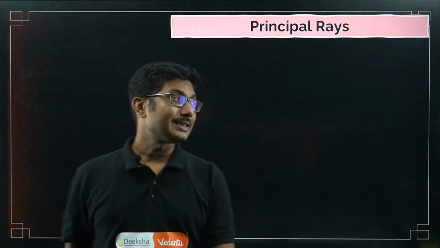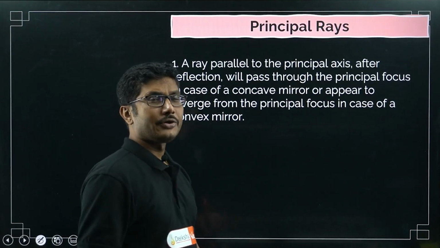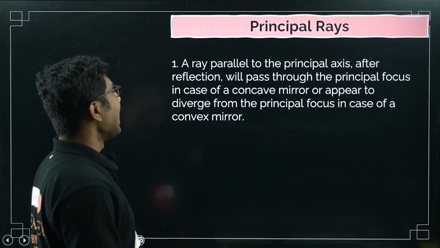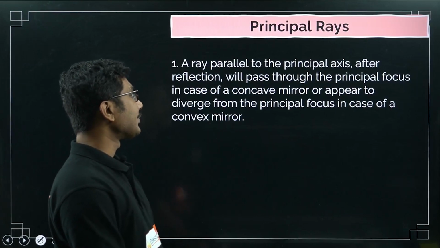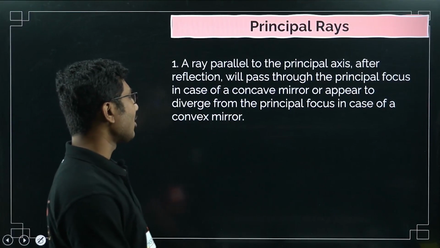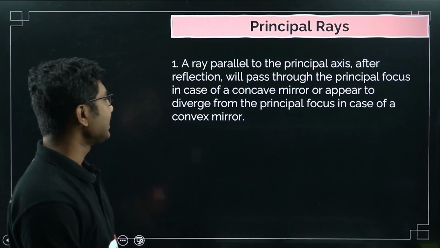Okay, now let's continue with this journey. We are going to discuss principal rays. What are principal rays? A ray parallel to the principal axis, after reflection, will pass through the principal focus in case of a concave mirror, or appear to diverge from the principal focus in case of a convex mirror.